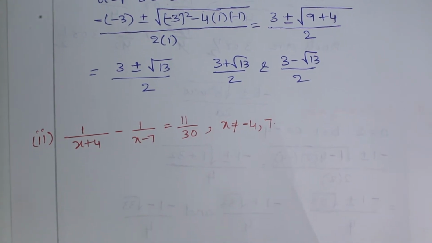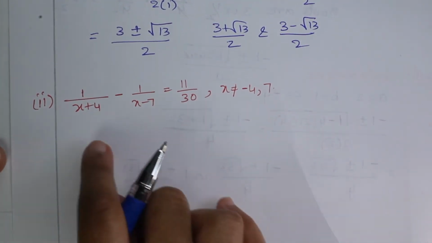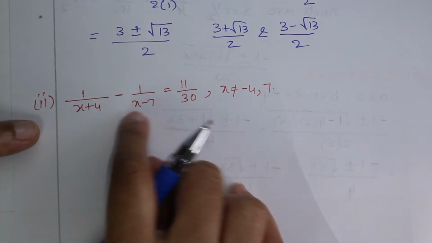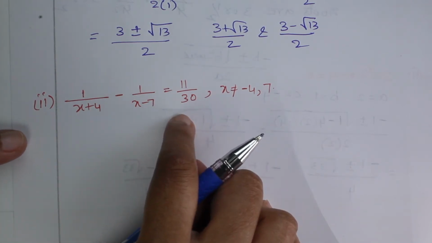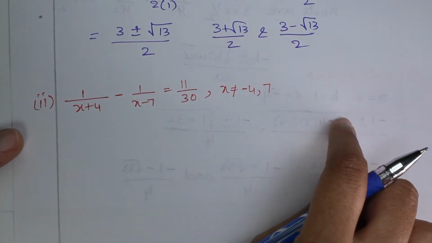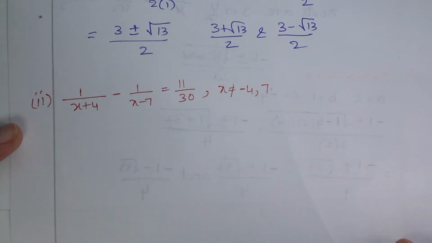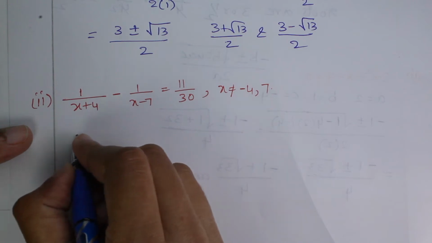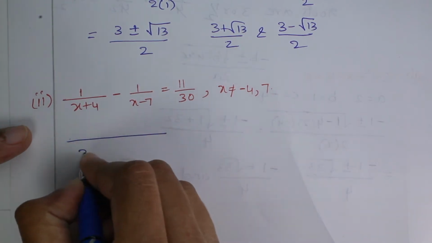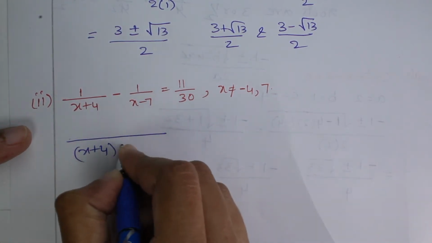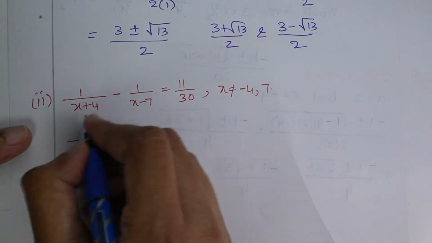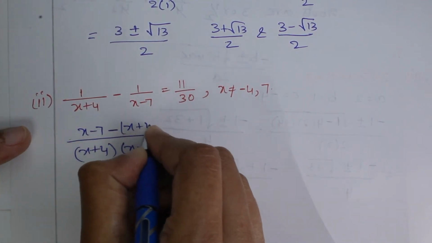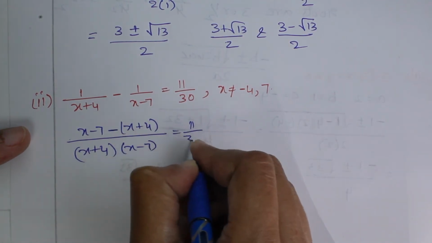Now let's move to the second part of this question. We'll use the same formula here also. But first of all, let's write this equation in the form of ax square plus bx plus c is equal to 0. And then we'll solve it using the quadratic equation formula. So let's take the LCM. x plus 4 into x minus 7. x minus 7 minus x plus 4 is equal to 11 by 30.